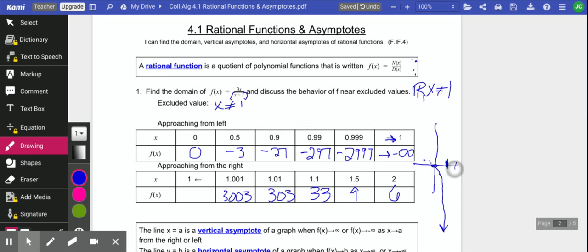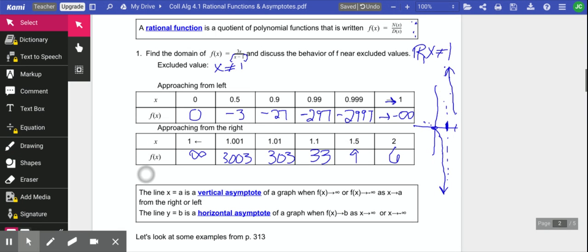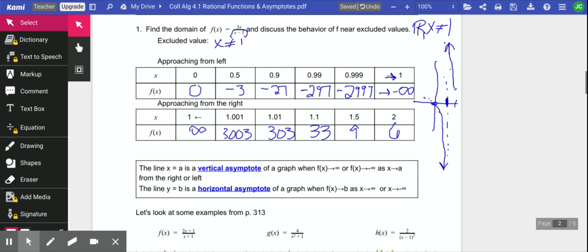So what's happening? I plugged in 2 and I got 6, and I plugged in 1.5 and I got 9. And these numbers keep getting bigger. So my y values seem to be approaching infinity. And what's happening here is we have a vertical asymptote. You have learned about vertical asymptotes before. The definition of a vertical asymptote is a line, x equals a. The mathematical definition is as you get close to that value a, your y value is approaching infinity or negative infinity, which is exactly what we saw happening in the table.